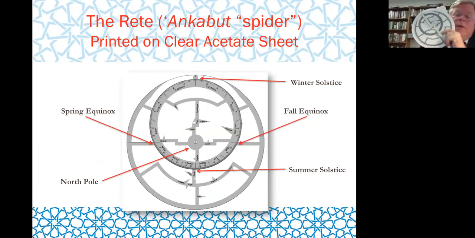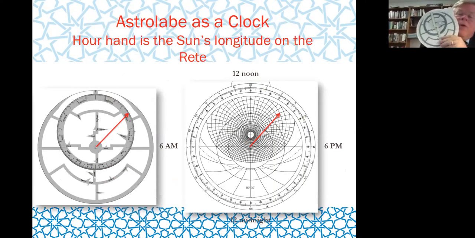Just quickly, the piece that I was moving on the front has the stars and the representation of the sun on it. You can think of the astrolabe as a clock in the sense that the sun would be at the tip of that red arrow as it then moves throughout the day.